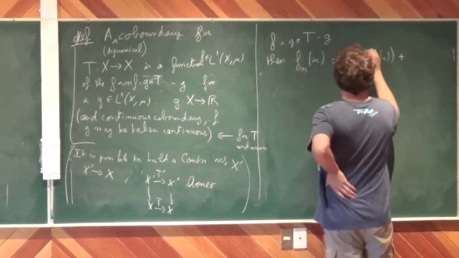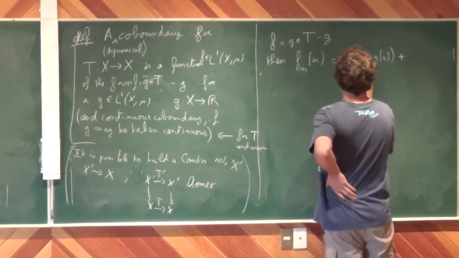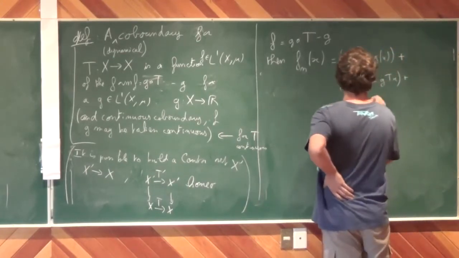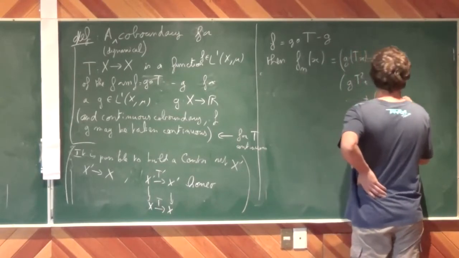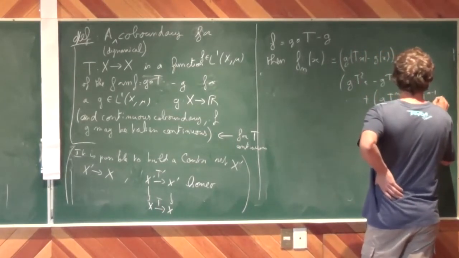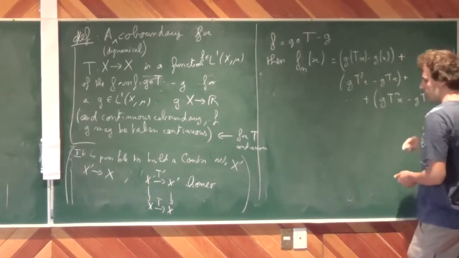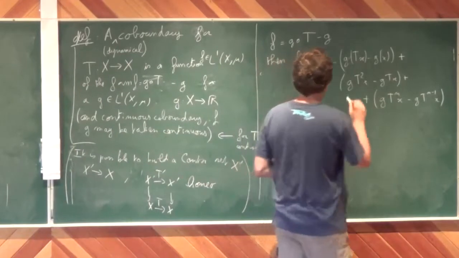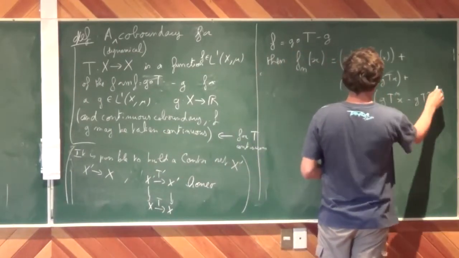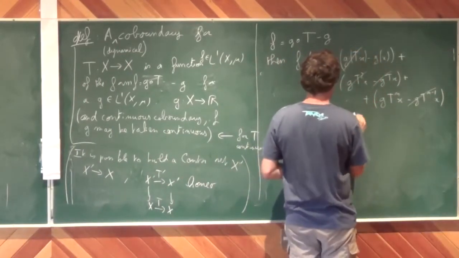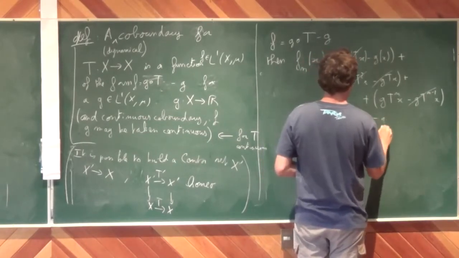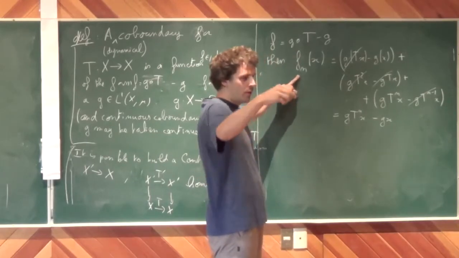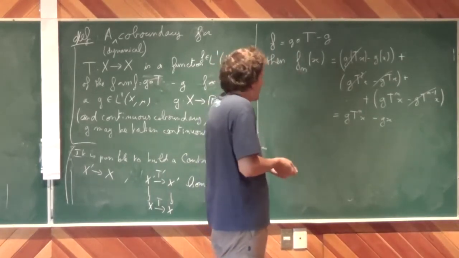plus G of T square of x minus G of Tx, plus and so on, plus G of T^n of x minus G of T^(n-1) of x. And as you see, there are cancellations everywhere. And what you get is G of T^n of x minus G of x. So which means that your Birkhoff sum actually does not look like a sum, but does look like a function.